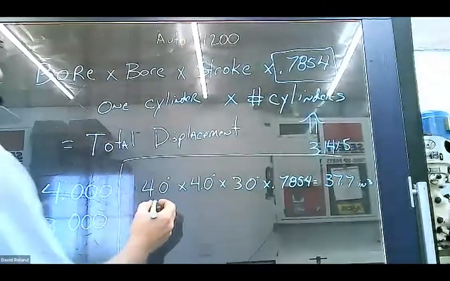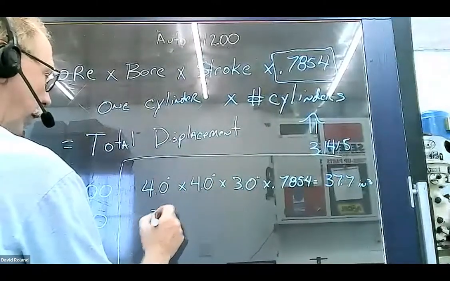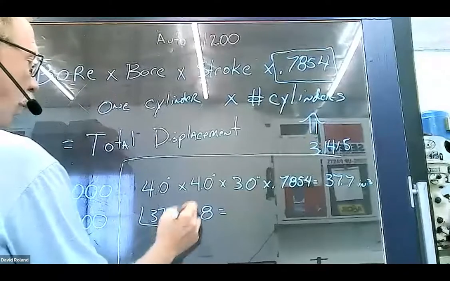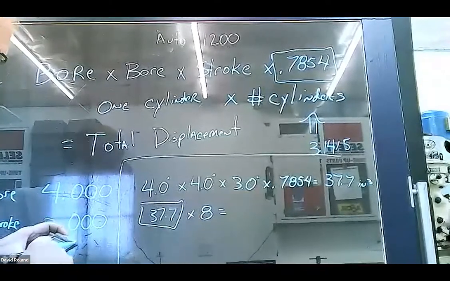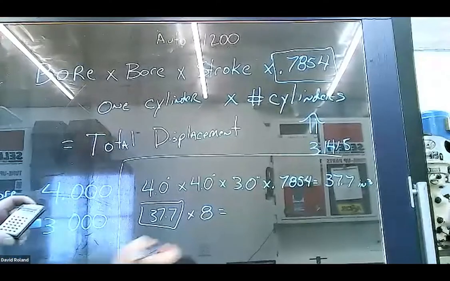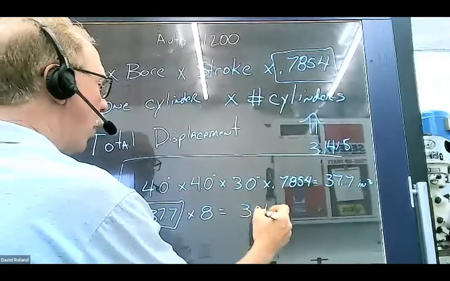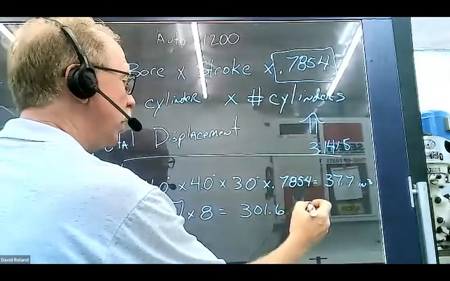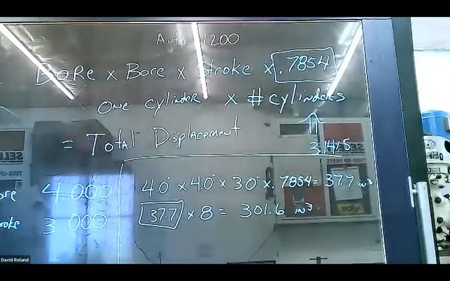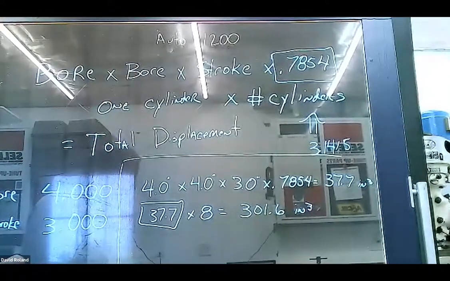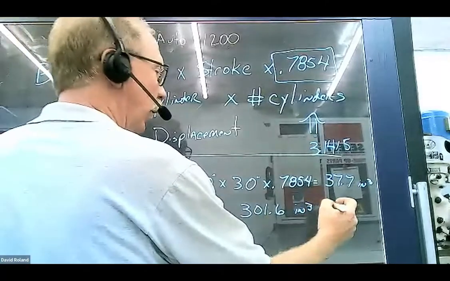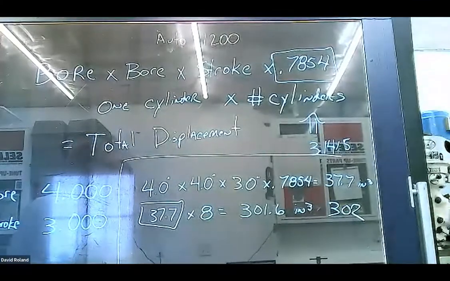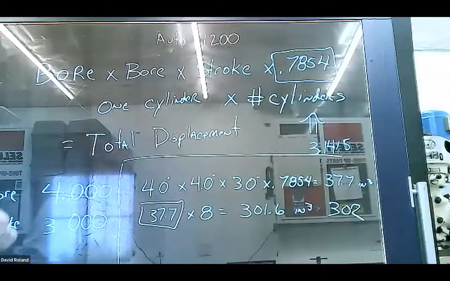Now, if this is a V8 engine, I need to multiply that 37.7 times 8, because this is just one cylinder. Multiply by 8, and we end up with 301.6 inches cubed, cubic inches. What this ends up being is it rounds up to a 302, which is a common Ford engine, and GM also made a 302-inch engine.